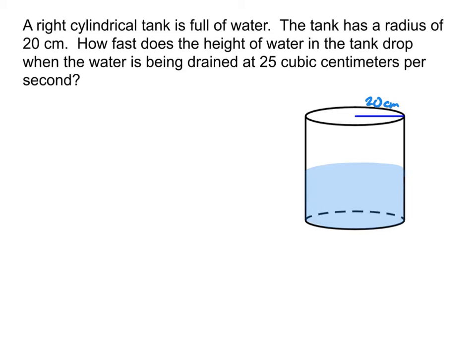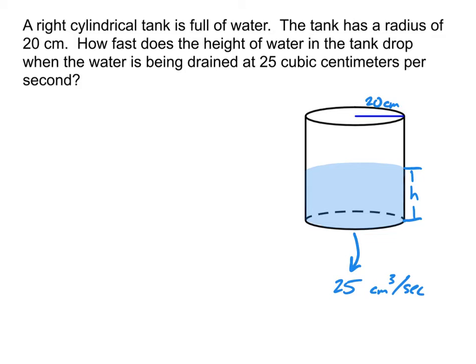And we want to know how fast the height of the water in the tank, so that's going to be this height of my water in our tank there, drops when the water is being drained at 25 cubic centimeters. So it's being drained out of it. You know, they put a hole in the bottom or a hose and then they're draining it out at 25 cubic centimeters, oops, should be cubic there, per second.